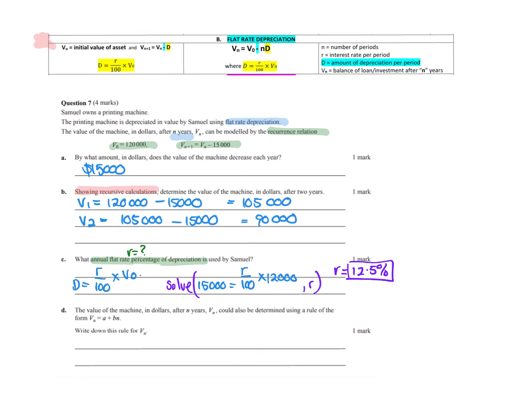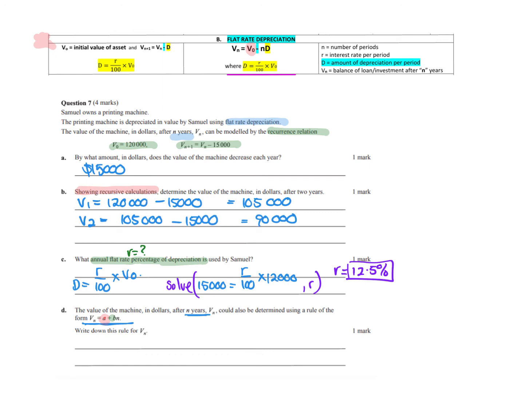And for a printing machine, that's pretty reasonable, yeah? They drop off quick. Okay, the value of the machine in dollars after n years could also be determined using a rule like this. So this is like the nth term rule, see? Where they're saying pretty much, see how they've got this A here. This A value is like your V0 in your nth rule, and your B value there is like your D. So anyway, they're just saying write down a rule. It's like saying write down the nth rule.